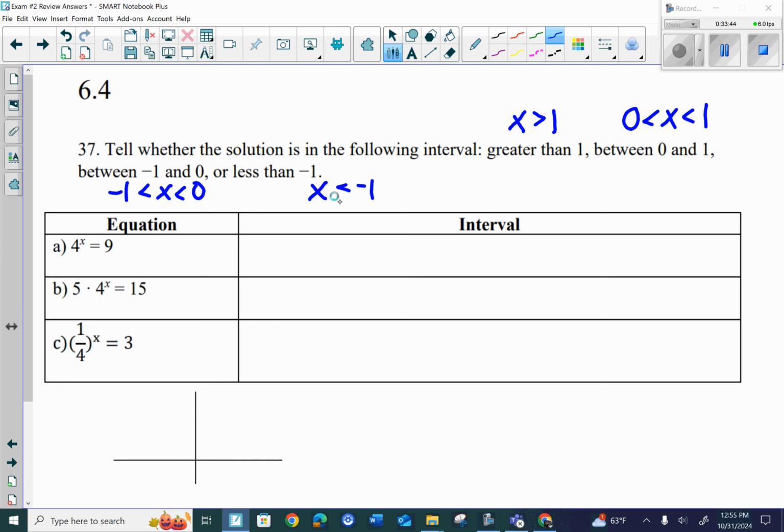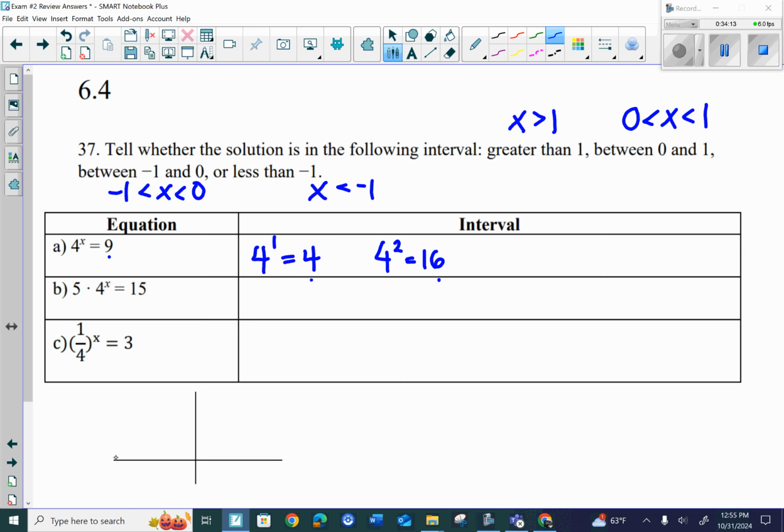I would recommend, if it's possible to, you just kind of guess and check, right? In letter A, we have 4 to the x equals 9. Now I know that 4 to the 1 is 4, and I know that 4 to the 2 is 16. So I want 4 to the x to be equal to 9, and 9 is in between 4 and 16.